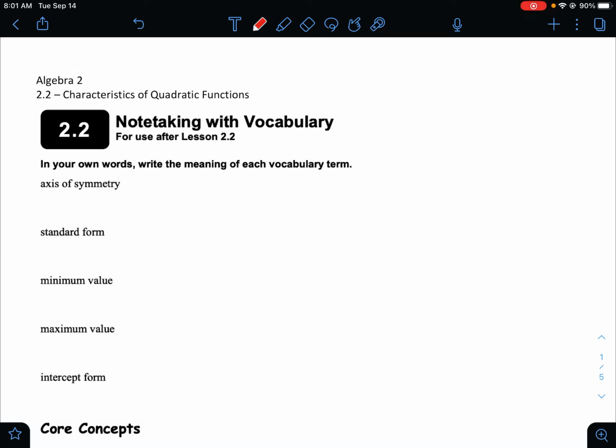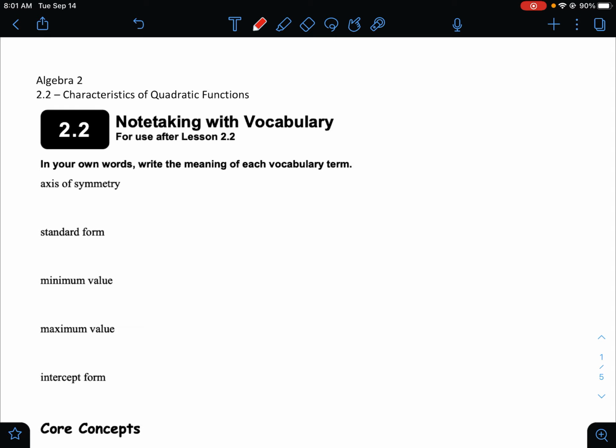Hello, and welcome to 2.2. This is characteristics of quadratic functions. Today we're going to look at pieces of graphing quadratics, things like vertex and y-intercept, and looking at different forms of the quadratic, like standard form as well as intercept form. So this really is just all about graphing.